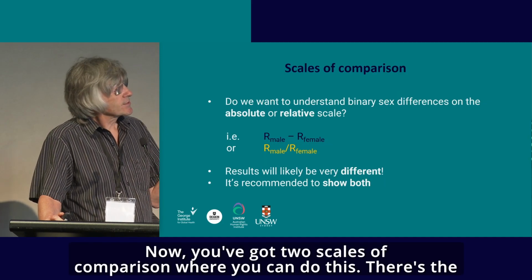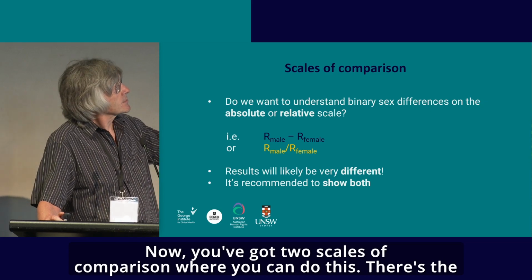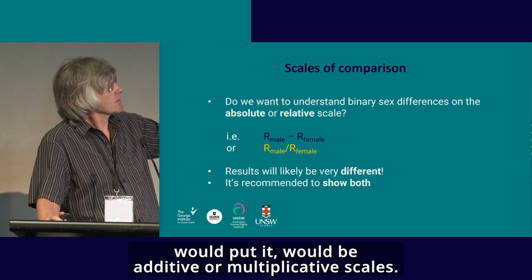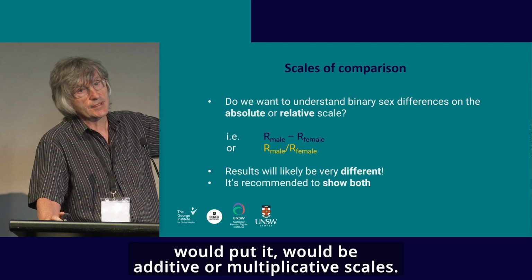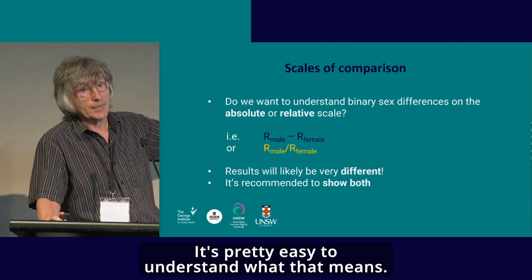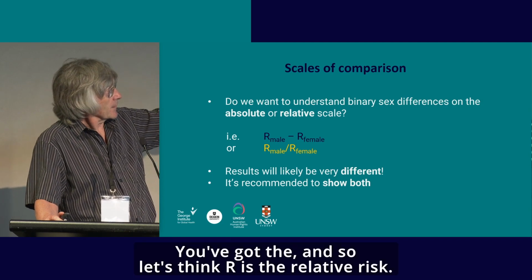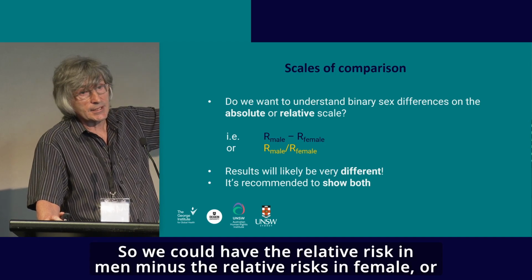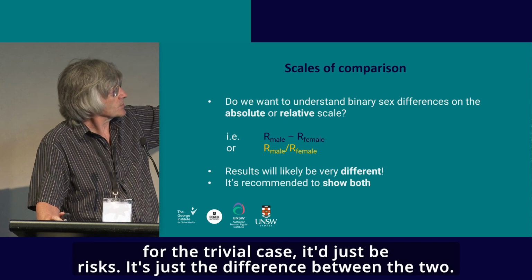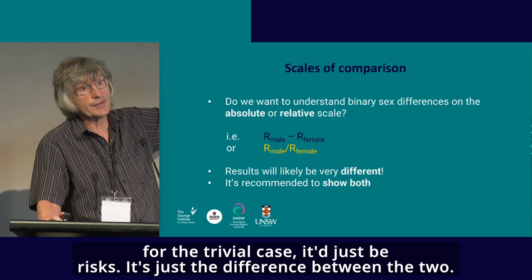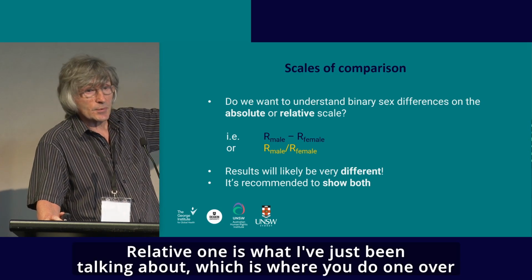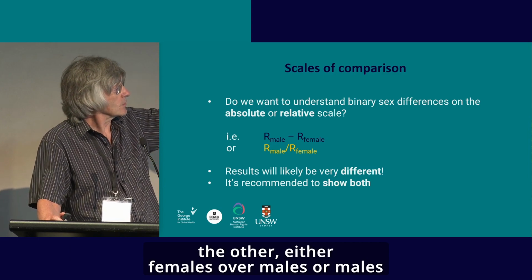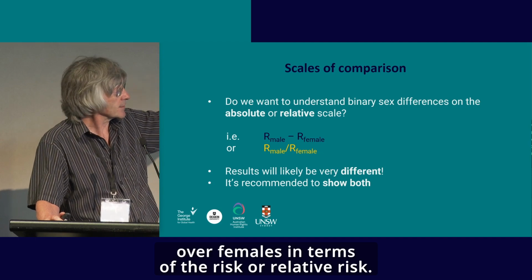Now, you've got two scales of comparison where you can do this. There's the so-called absolute or relative scale, or as mathematicians would put it, additive or multiplicative scales. It's pretty easy to understand what that means. Let's think R is the relative risk. So we could have the relative risk in men minus the relative risk in females. Or for the trivial case, it'd just be risks, just the difference between the two. The relative one is what I've just been talking about, which is where you do one over the other, either females over males or males over females, in terms of the risk or relative risk.